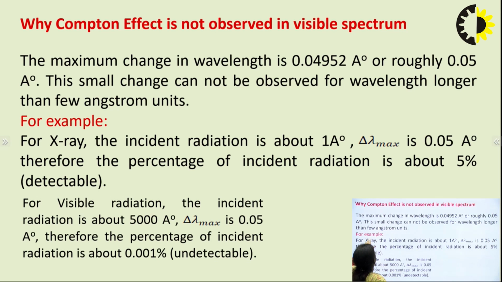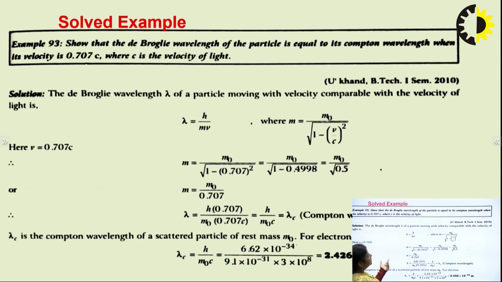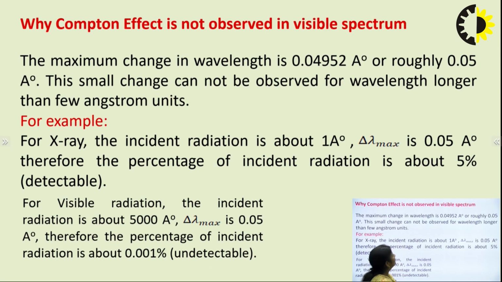In the visible region, what is the wavelength we have? The visible region is nearly 5000 angstrom. So that is why this effect is not visible in that region, because of the difference in wavelength. The maximum shift is only nearly 0.05, whereas the wavelength region for visible light is of the order of thousands of angstrom. So the percentage is not such that it can detect the Compton effect or Compton shift. So that is the reason. All right.